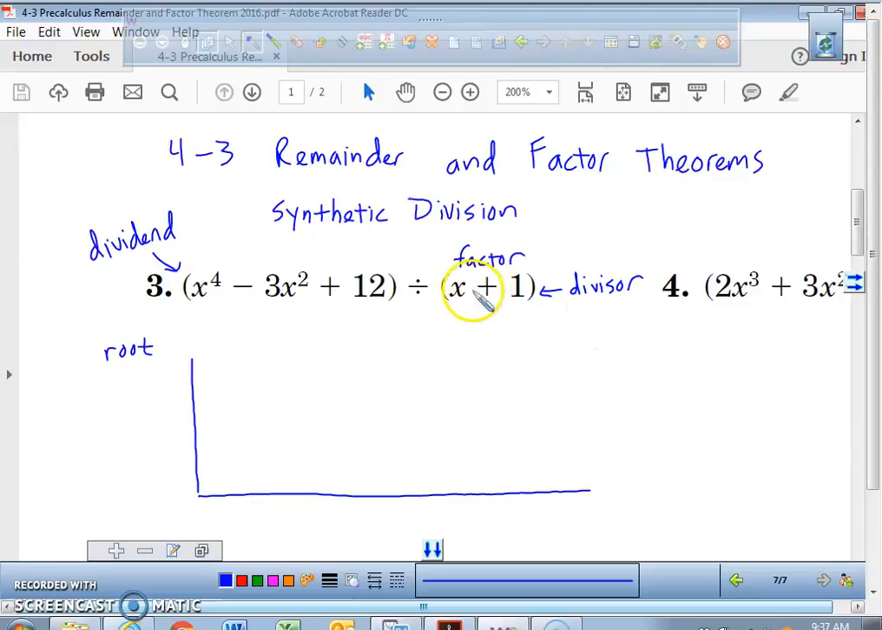Now, if I'm testing to see if x plus 1 is a factor, we're going to plug in -1 as the root to see if that will work its way through the problem. In a polynomial function, a root is where it would cross the x-axis. When you're doing synthetic division, you need to set up some columns here.